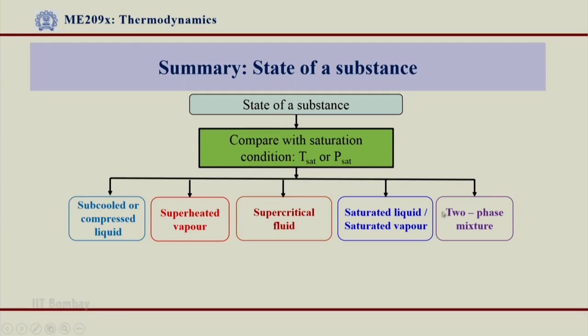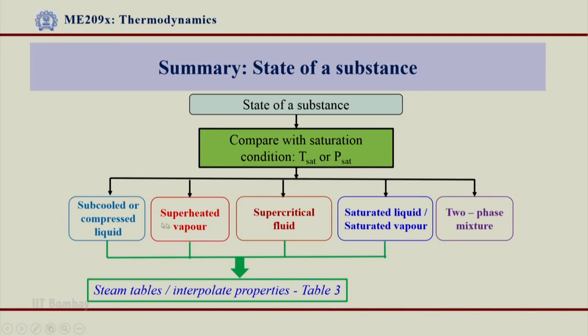What is not known to me right now, there is one more possibility, is the two phase mixture, when I have a liquid plus vapor region. The properties of this are going to be a question mark right now for you. So, if I want to get the properties of all these 1, 2, 3, 4 regions, I will go to the steam table. I may have to do some interpolation of properties, and I can use table 3, and for these properties I can use table 1 and 2 also.